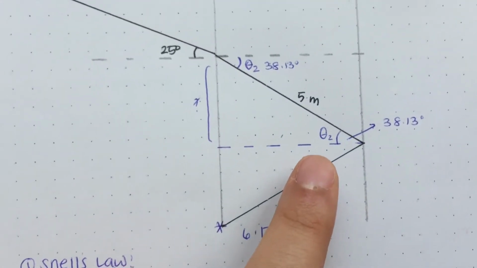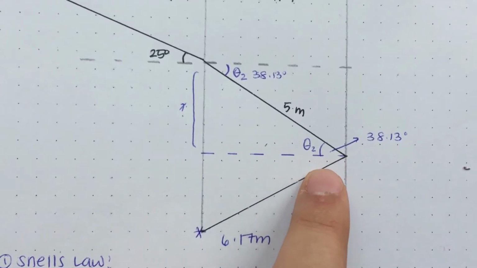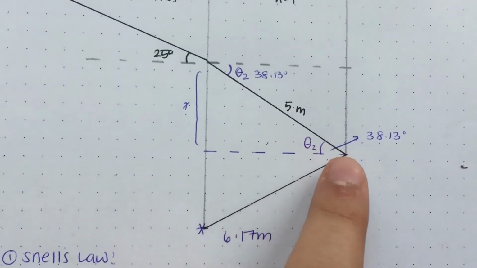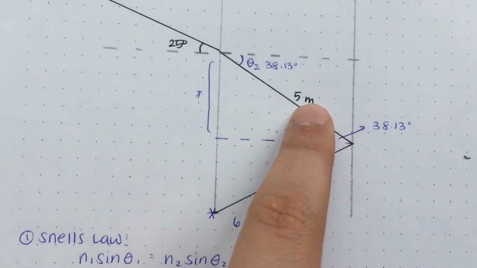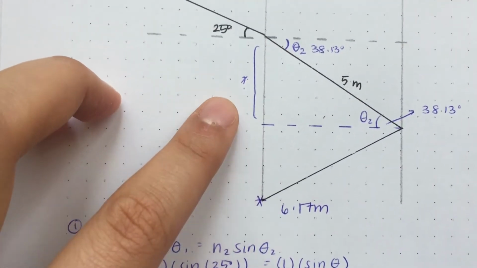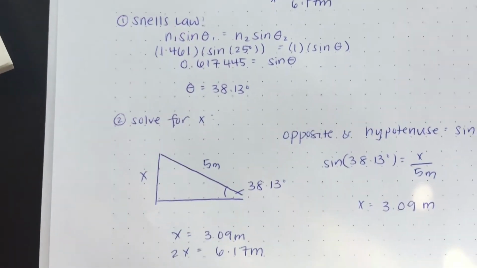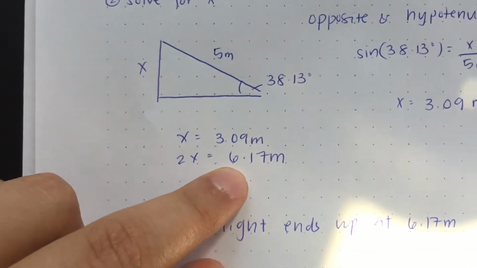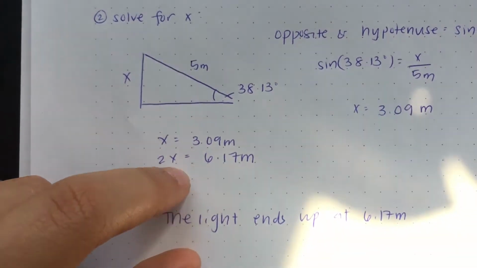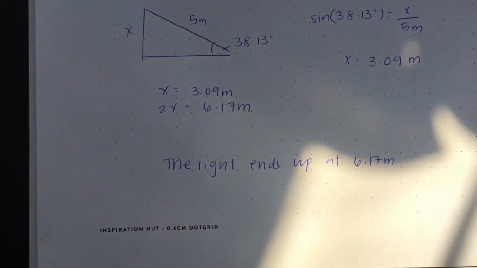And because I also know that this is split equally down the middle, I know this theta is also equal to this theta, and I know that this travels equally also 5 meters. So I know that I can multiply this by 2, and then I can get this total distance. So I do that, and I got 6.17. So 3.09 times 2 is 6.17. And so my light ends up at 6.17 meters.